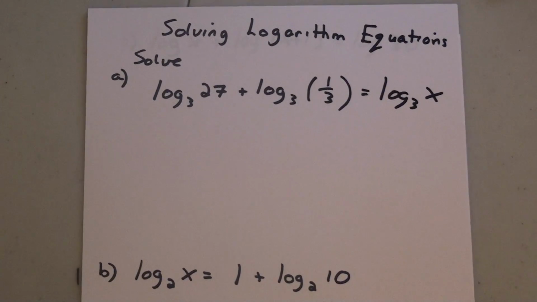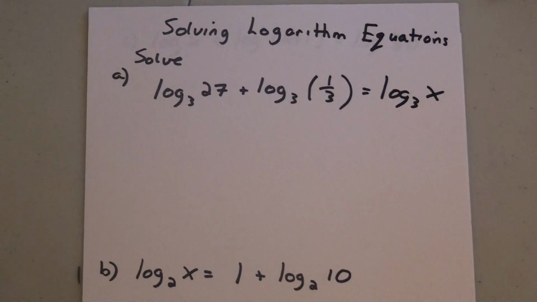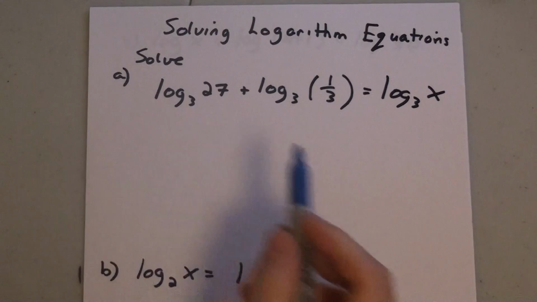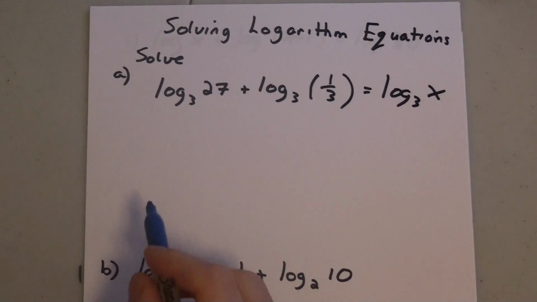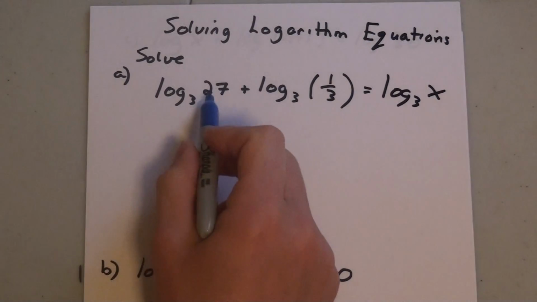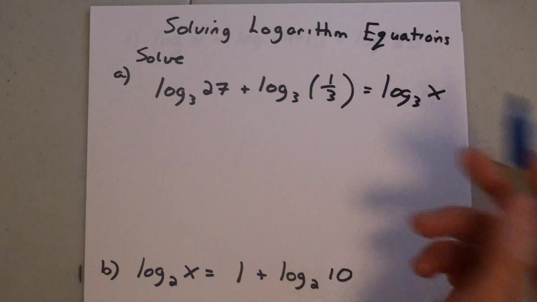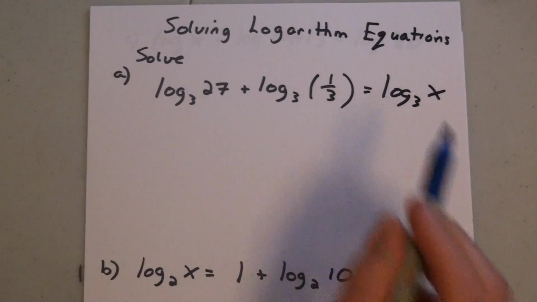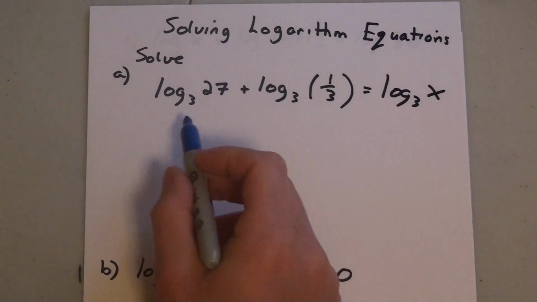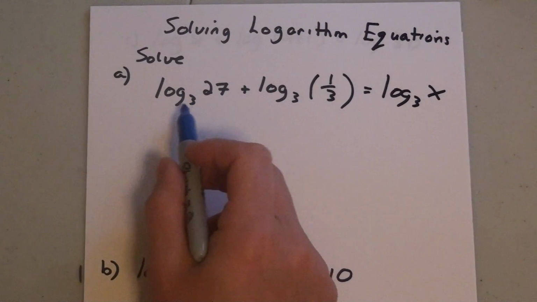This lesson's on solving logarithm equations. For logarithm equations, you want to get down to where you have one logarithm on either side. So if I have log base 3 of 27 plus log base 3 of 1/3 equals, and I have a logarithm on that side, I want to get so I have one logarithm on either side, and then I can cancel them out. I can use my logarithm rules.